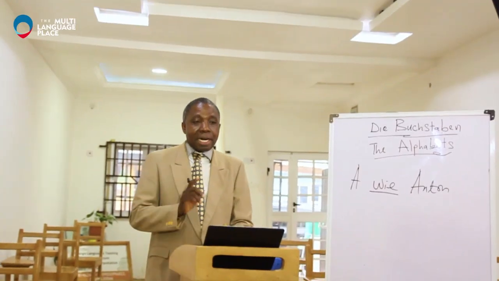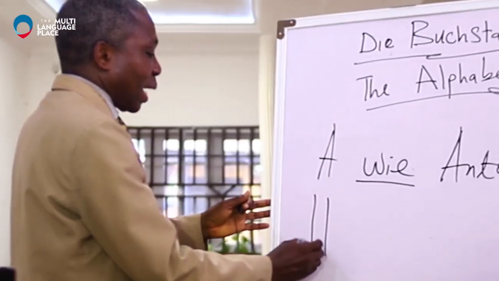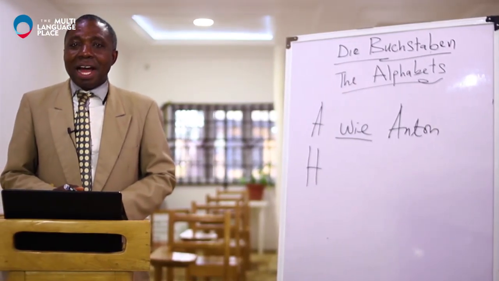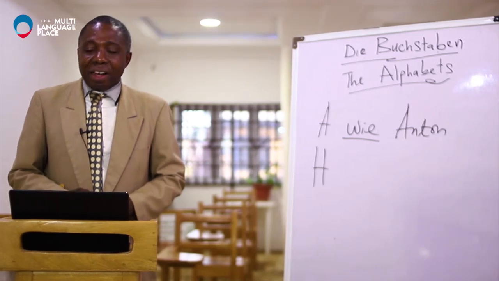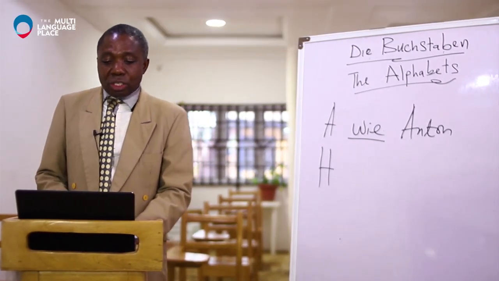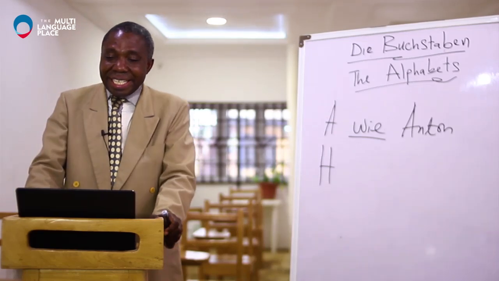And then remember that alphabet there, this one, don't forget the way we pronounced it, ha, ha, ha. So we say ha, V, Heinrich, ha, V, Heinrich, and the next one is I, V, Ida, I, V, Ida.